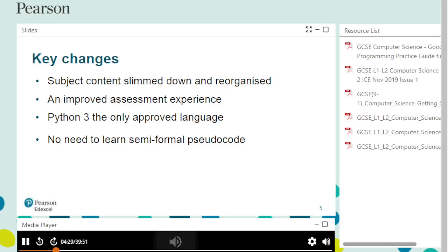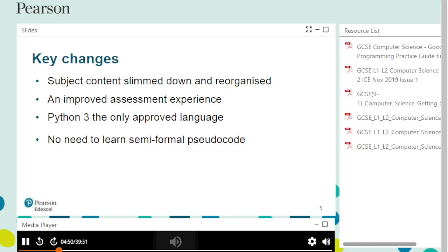Some items in our 2018 and 2019 exam papers did not perform as we had intended. With this in mind, we've worked hard to improve the assessment experience for students by clarifying what content is assessed in each paper, limiting the number of command words used, and explaining what sort of response each requires.